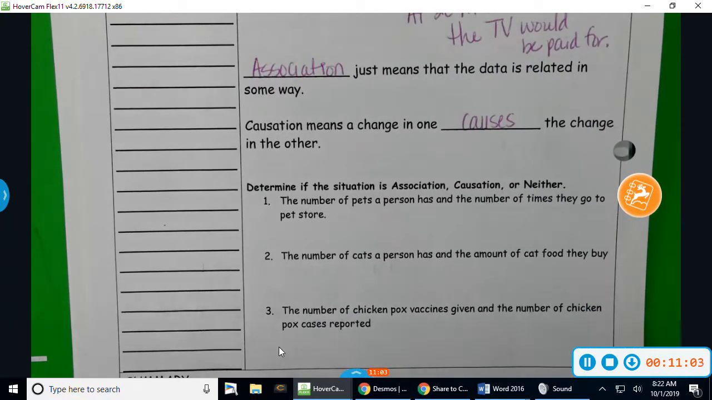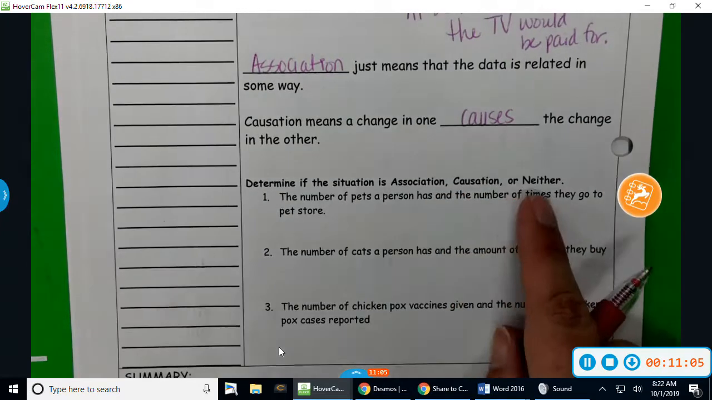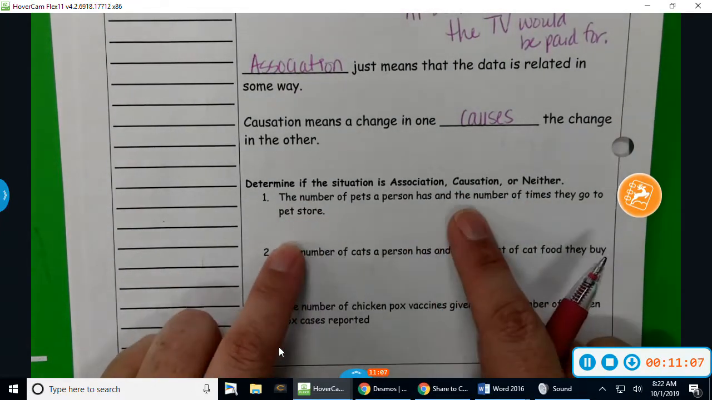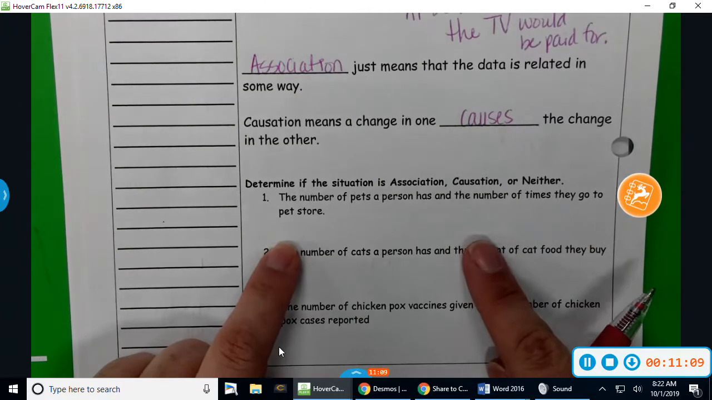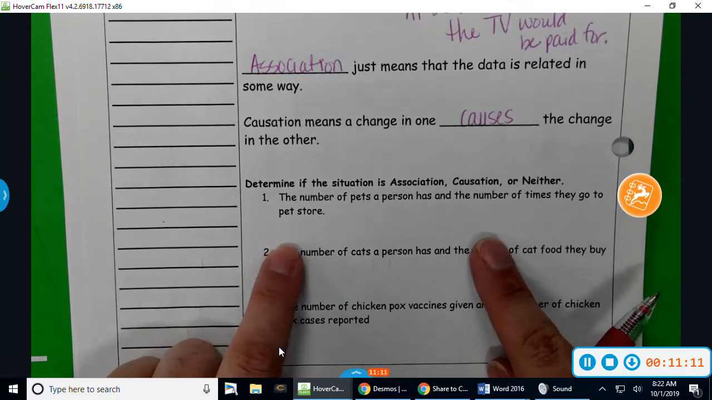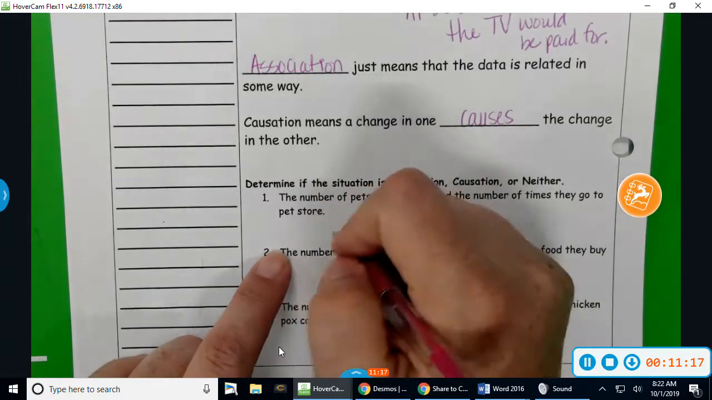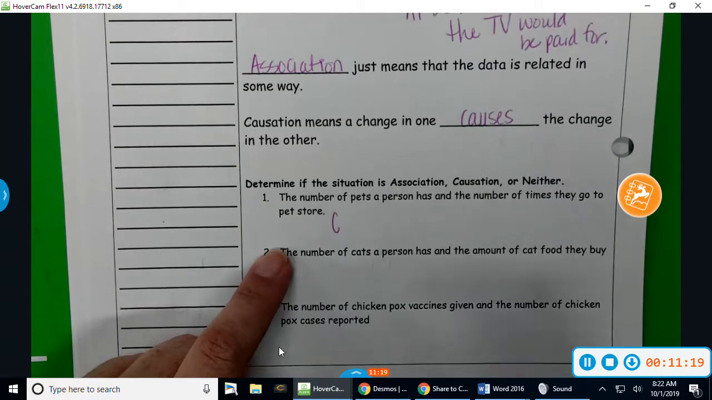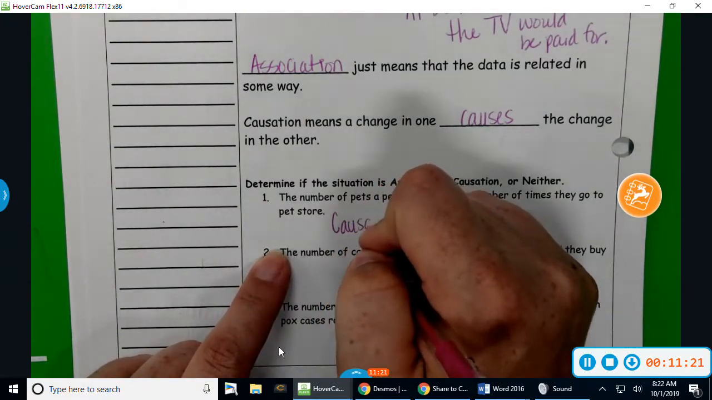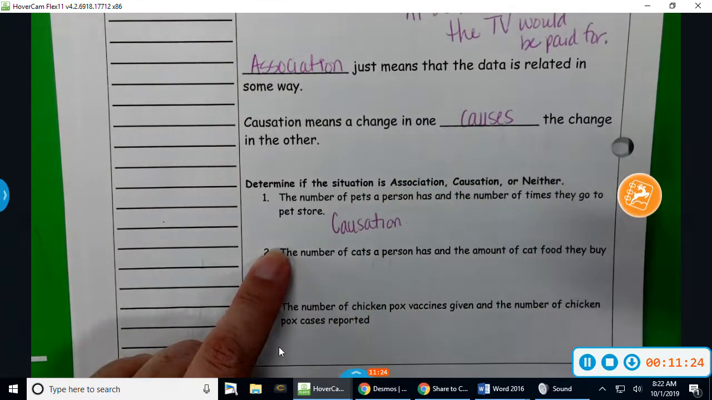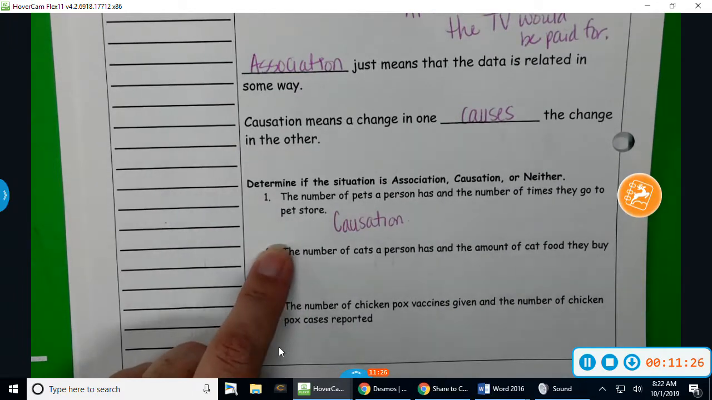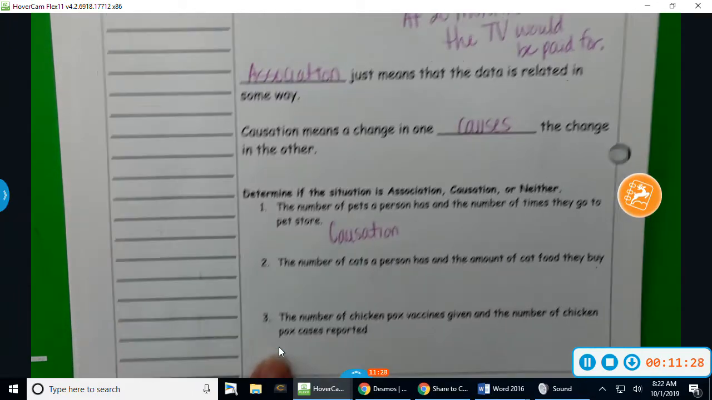Okay? Determine if the situation is association, causation, or neither. The number of pets a person has and the number of times they go to the pet store. Okay? Does the number of pets that I have cause me to go to the pet store more? Yes. So that's a causation. If I have more cats, then I need to go buy more cat litter. If I have more dogs, I need to go buy more dog food.